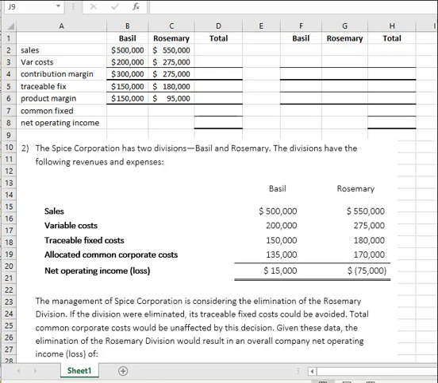Hi everybody, I just wanted to go over this with you. For this add or drop a product line, I've inserted some subtotals.